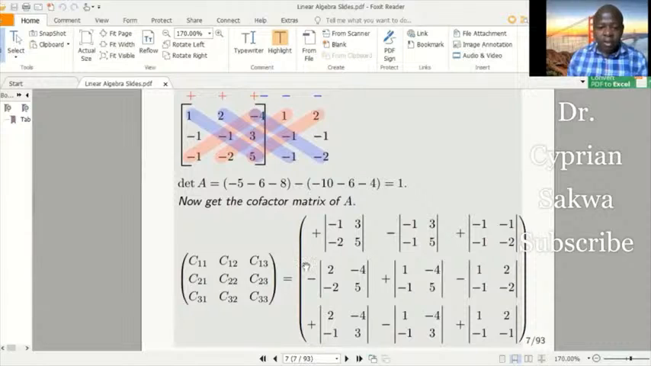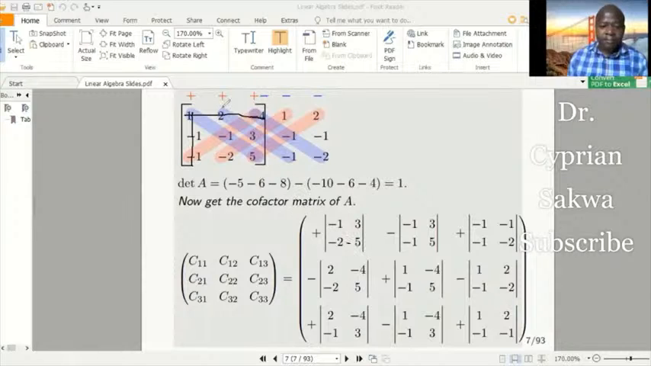Now, to get the cofactor, I get the cofactor for every element. So, for example, this element here, its cofactor will be the determinant of the matrix that remains when I delete the row of that element and the column of that element. So when I delete the row of 1 and the column of 1, the matrix that is left is this: negative 1, 3, negative 2, 5.